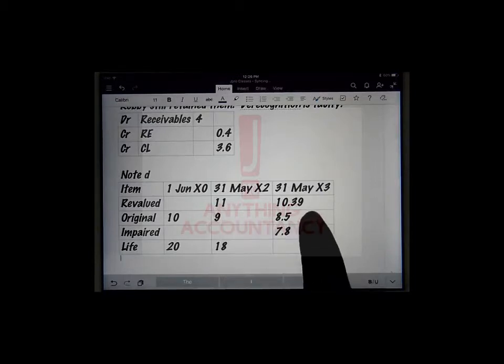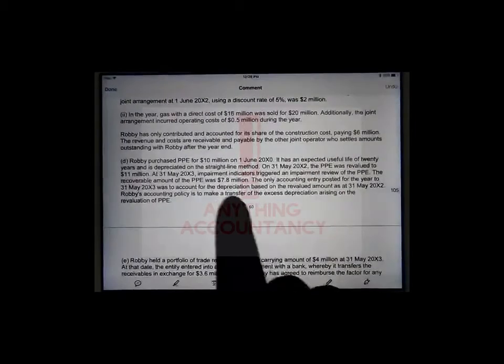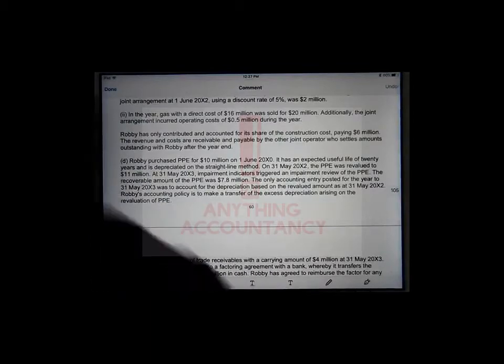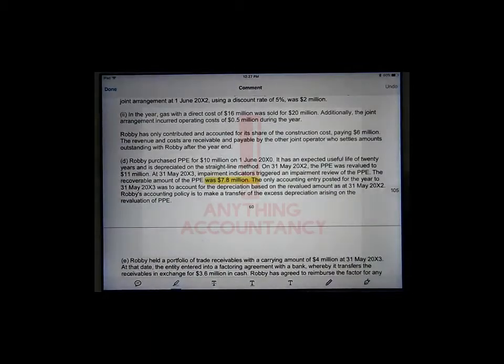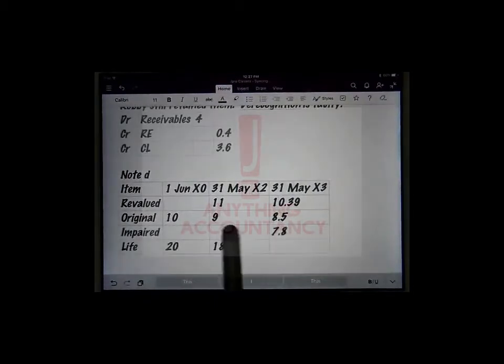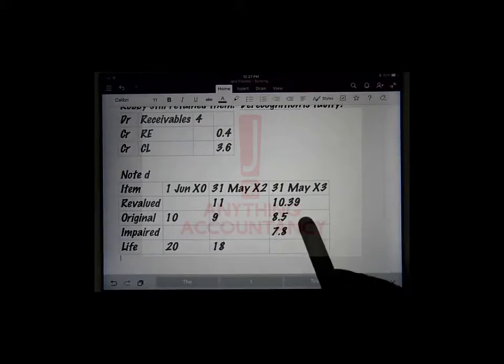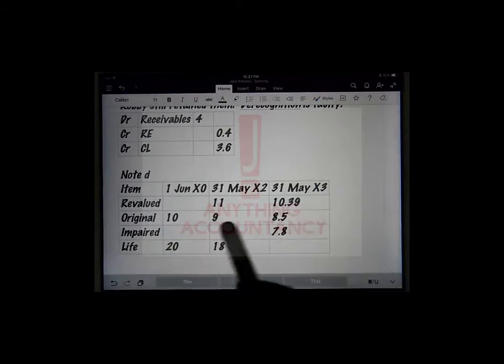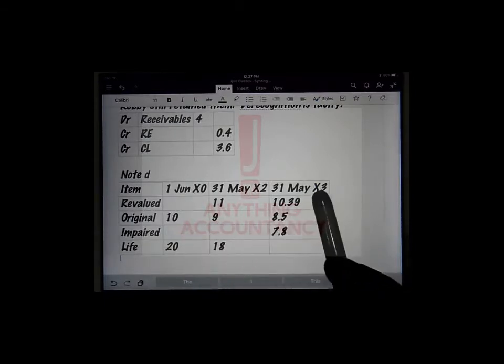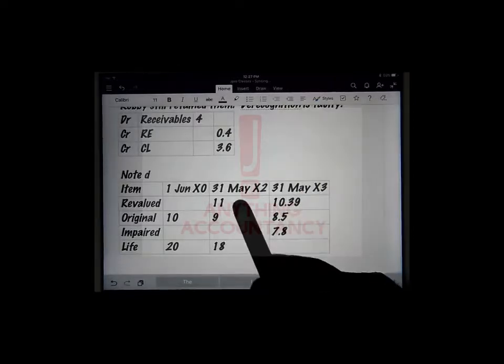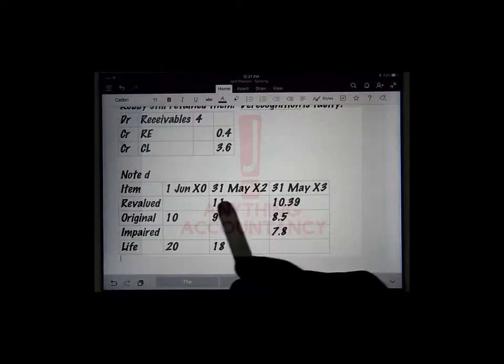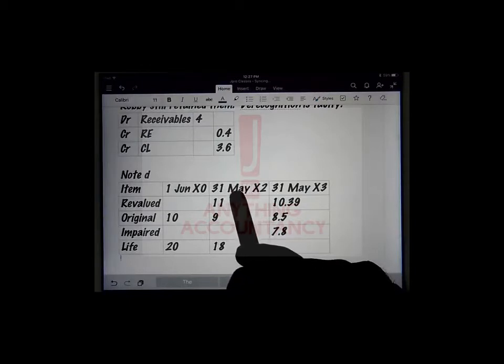7.8 is given. Can you repeat the first part? 7.8 is given here. Okay, you mean 10.3? 10, 9, 8.5. You know how to get that one, right? 10 divided by 20 is 0.5 every year. So this one is 2 years, minus 1 already. Then this one minus 0.5. So everything just follows standard, as if normal depreciation. This one, 11, is because it's revalued at this date, it becomes 11 already. So you put 11 inside here.